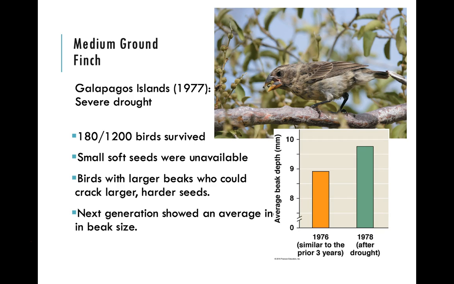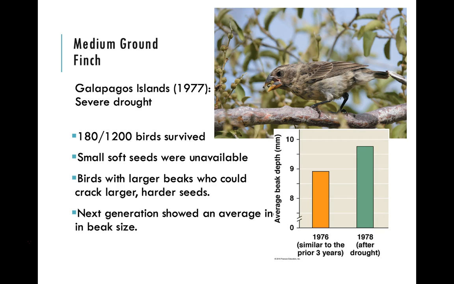This was sort of a lucky coincidence for these researchers because it provided an opportunity to observe a before and after population centered around a really important event, so they could say, look, this change happened after this event. And so what happened was there was a severe drought. When there's a severe drought, a lot of small, soft seeds will dry out. And if they dry out and are ruined, obviously you can't produce the next generation of seeds. And so the seeds that do survive are harder, larger seeds.